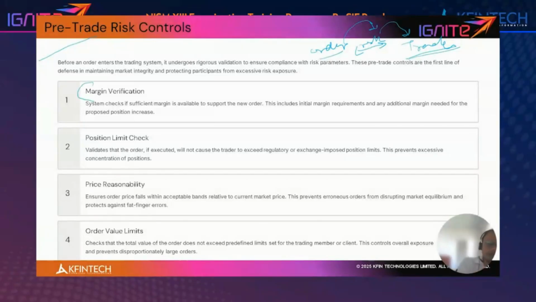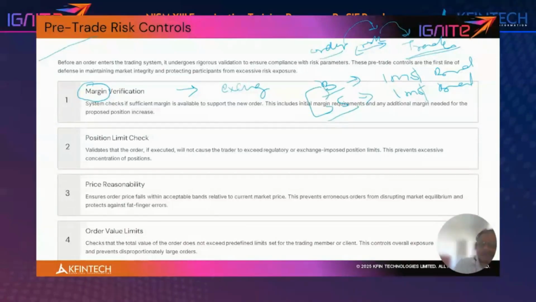The first stage is margin verification. Exchange will verify the margin because a buyer, if he is saying that he's going to buy $1 million of bonds, and the seller is saying that he's ready to sell $1 million bond futures, exchange will check whether both of these guys are actually having the margin money to support this transaction.